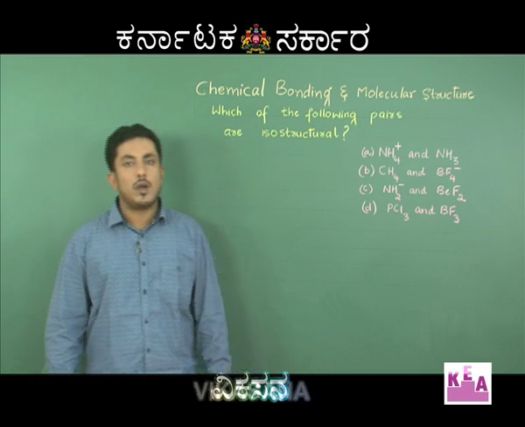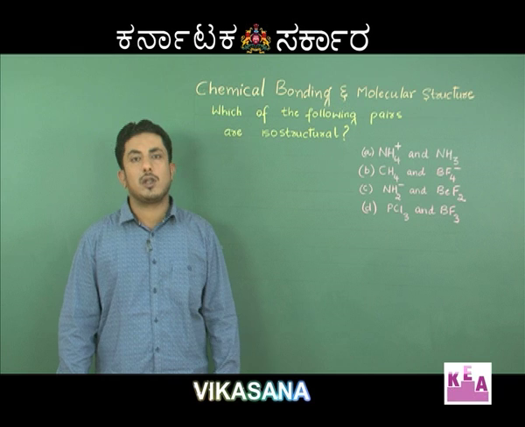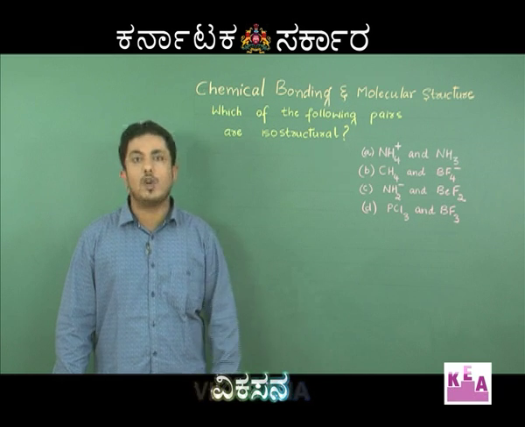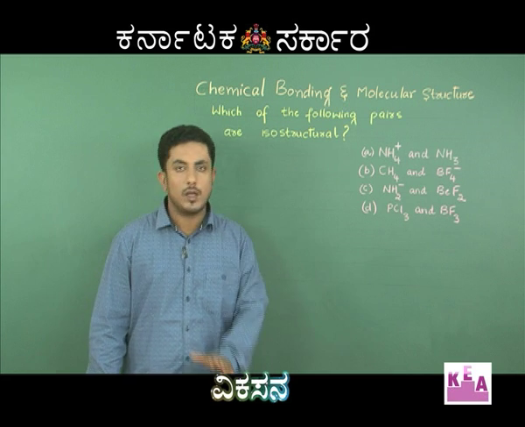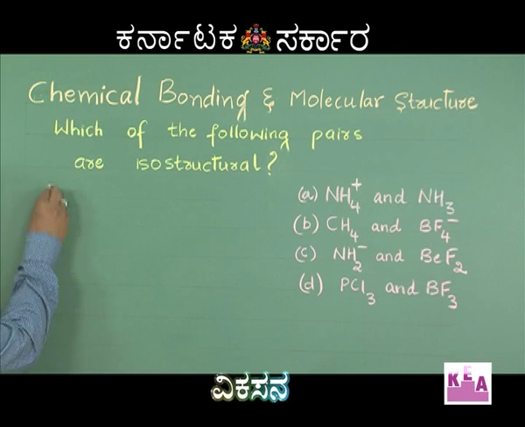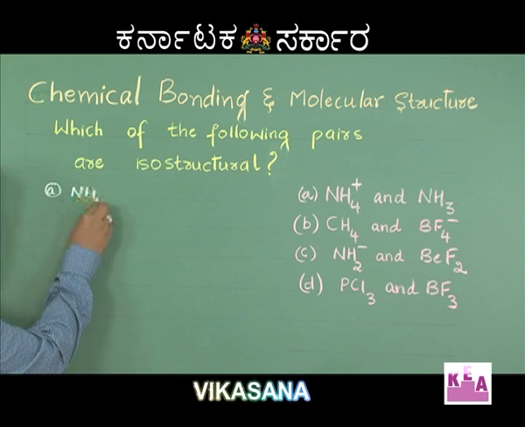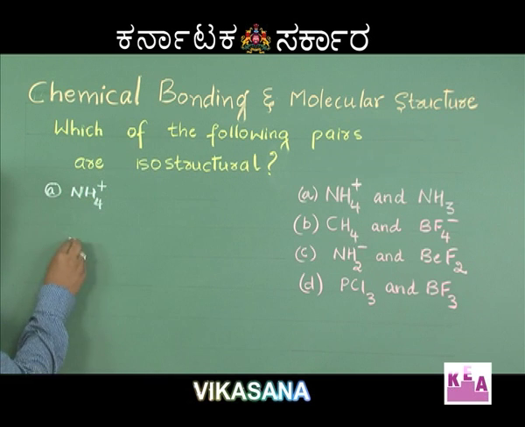To predict the shape, first you need to predict the hybridization, find the number of bond pairs and lone pairs, and then we need to predict the shape of the molecule. So we'll first check option A, where the pairs are NH4 plus and NH3.